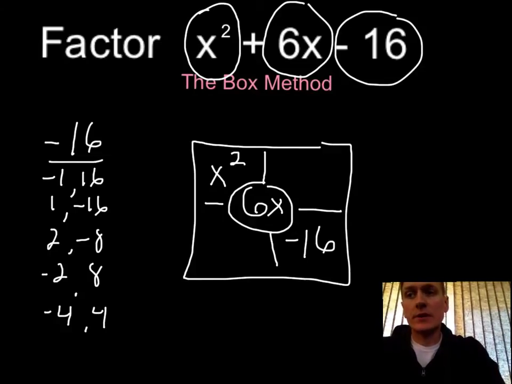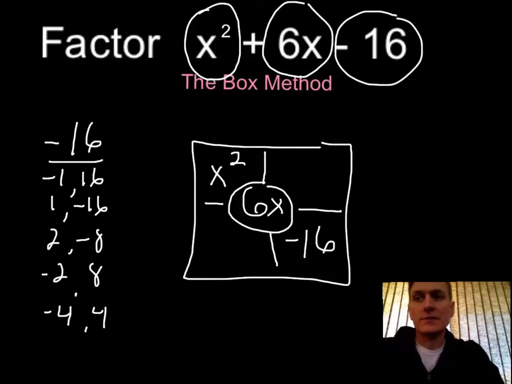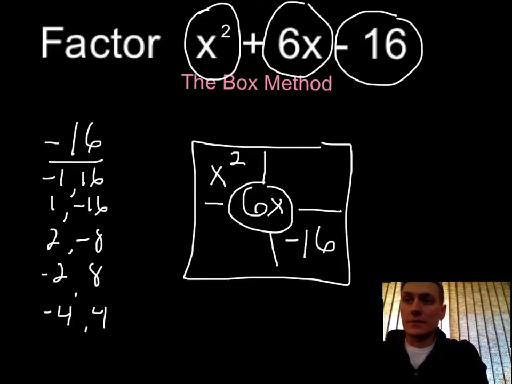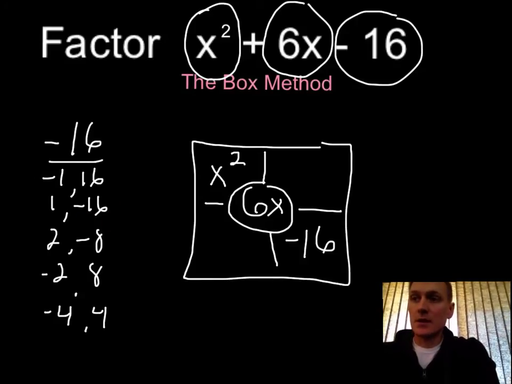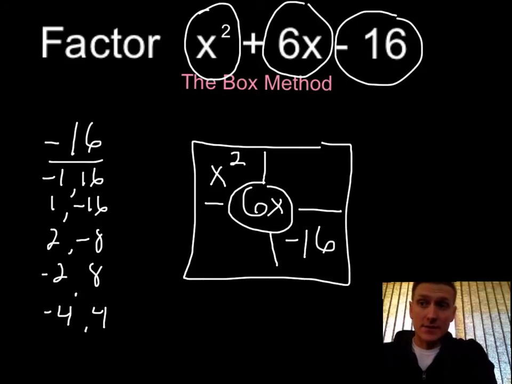In this case, we want to look for two factors that add up to the middle part of positive 6x. Which two factors that I listed add up to positive 6x? If you notice, the first part adds up to a positive 15. Second factors add up to negative 15. The third factors, 2 and negative 8, add up to negative 6. And in fact, the fourth set of factors of negative 2 and 8 add up to positive 6.